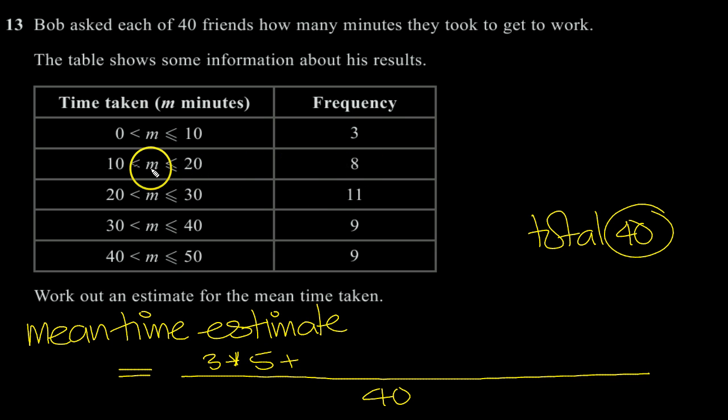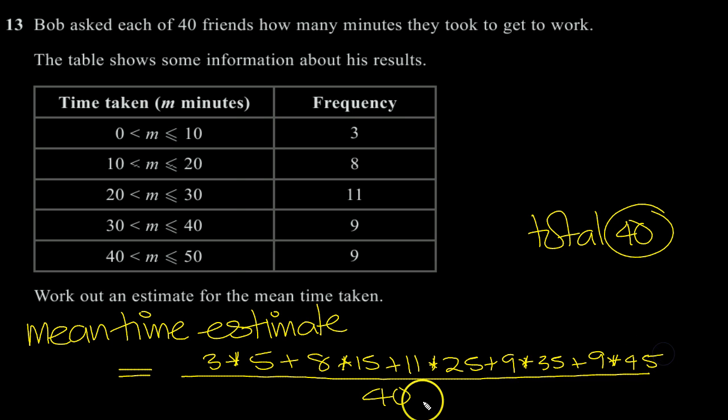Say 8 people take 15, isn't it? That's the midpoint there. And then 11 people take 25 minutes. And then 9 people take 35, say. And then another 9 people take 45. Choose the midpoint again there. And see what we get. Let's type it in the calculator.